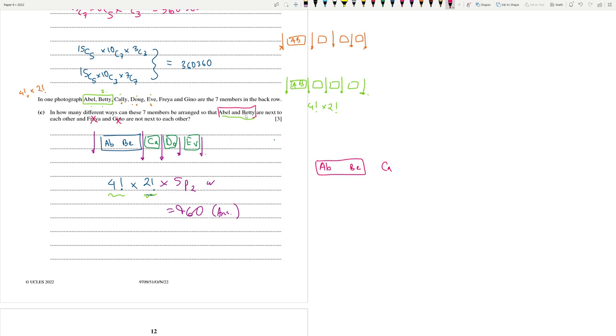And then Callie, Doug, Eve. So how many units do we have in total? 3, 1. So that's 4 units in total. So for 4 of them, it's going to be 4 factorial. And for Abel and Betty interchanging, because they're unique, we have another 2 factorial. And then now for Freya and Gino. 1, 2, 3, 4, 5. 5 spots, but 2 people. 5P2, because they're unique, so it's 5P2, not 5C2. So always remember, deal with the ones who cannot stand next to each other at the end. Always deal with them at the end, okay?